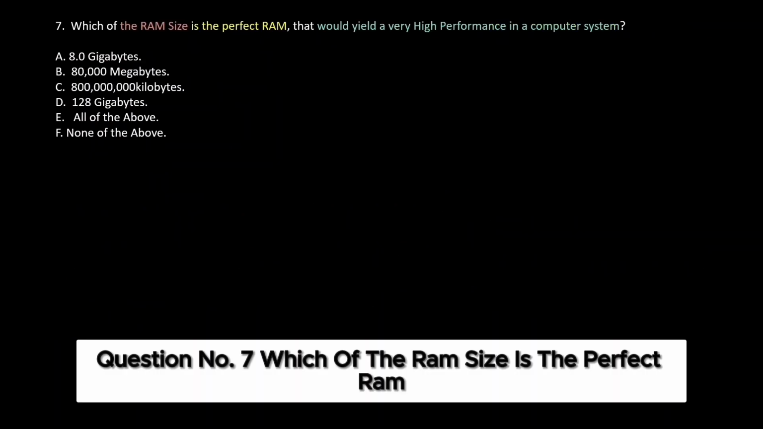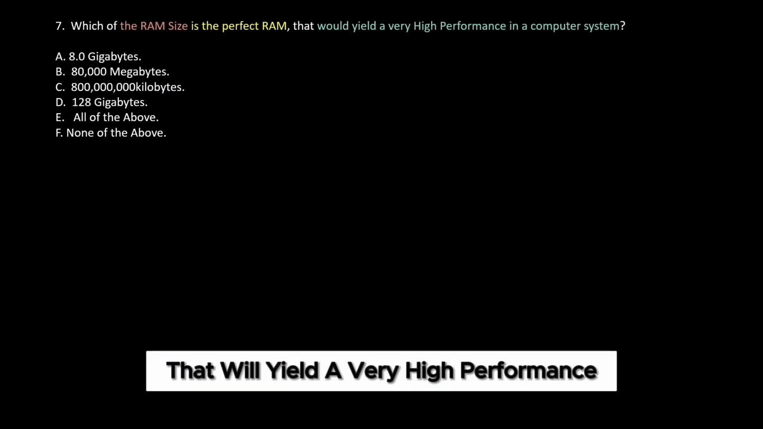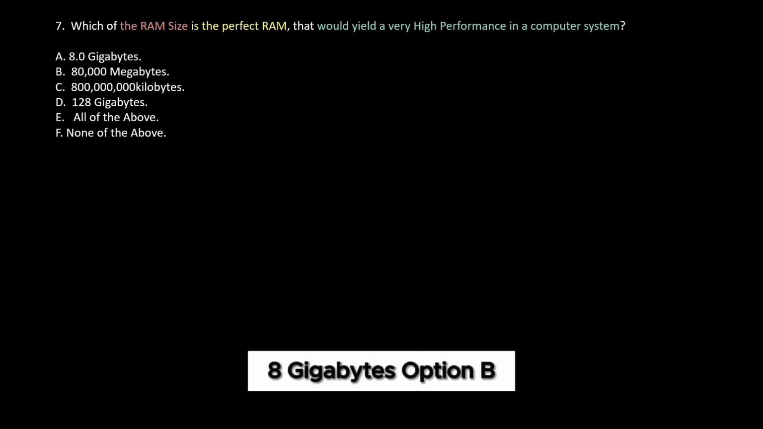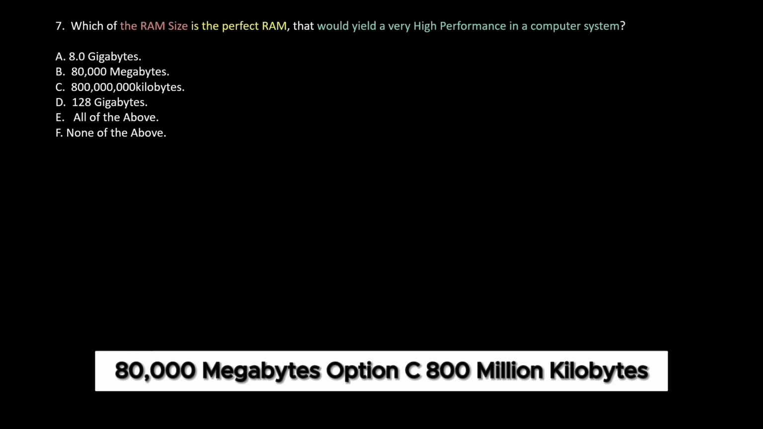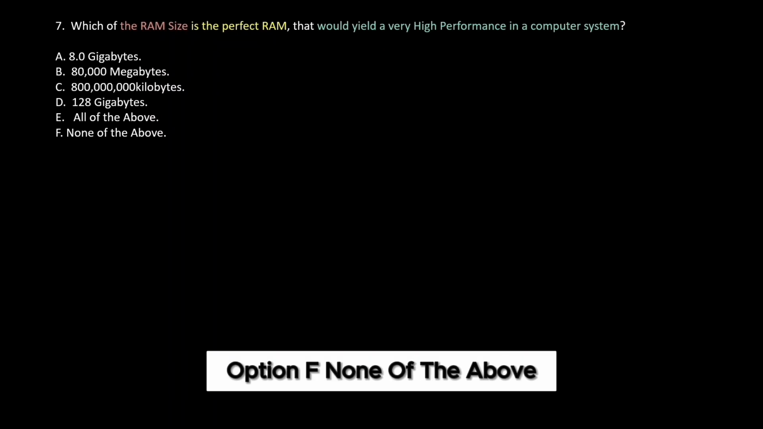Question number 7. Which of the RAM sizes is the perfect RAM that will yield a very high performance in a computer system? Option A, 8 gigabytes. Option B, 80,000 megabytes. Option C, 800 million kilobytes. Option D, 128 gigabytes. Option E, all of the above. Option F, none of the above.